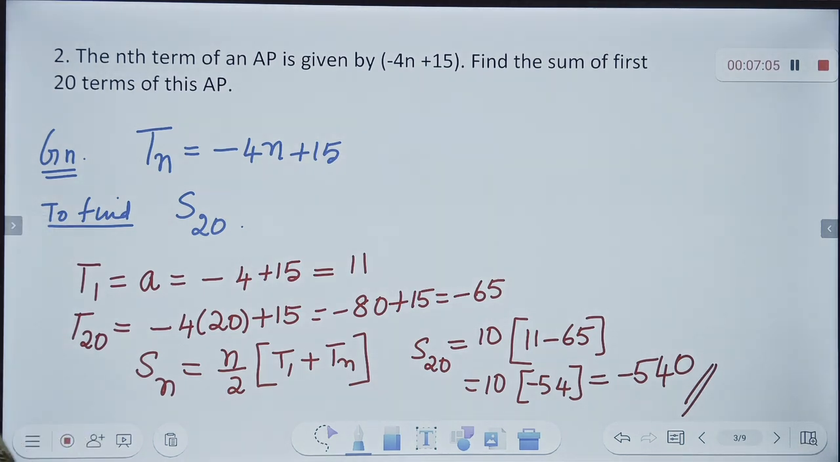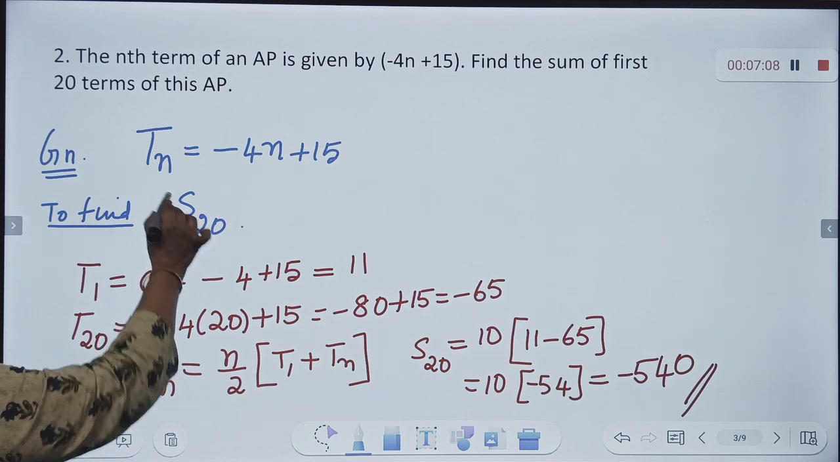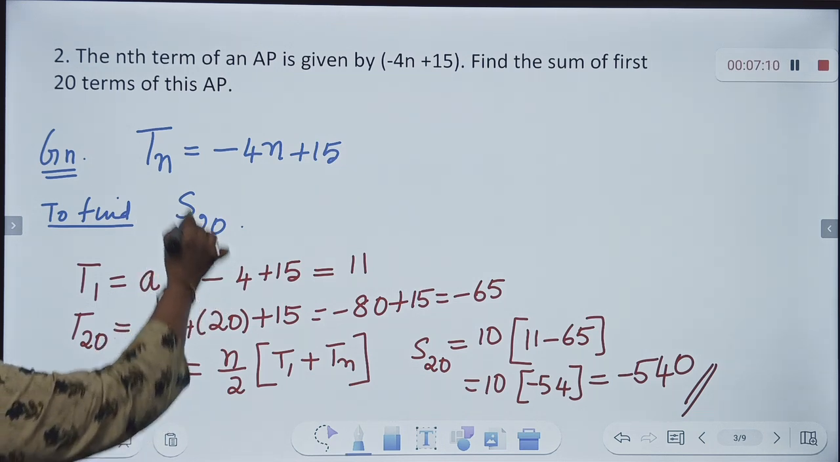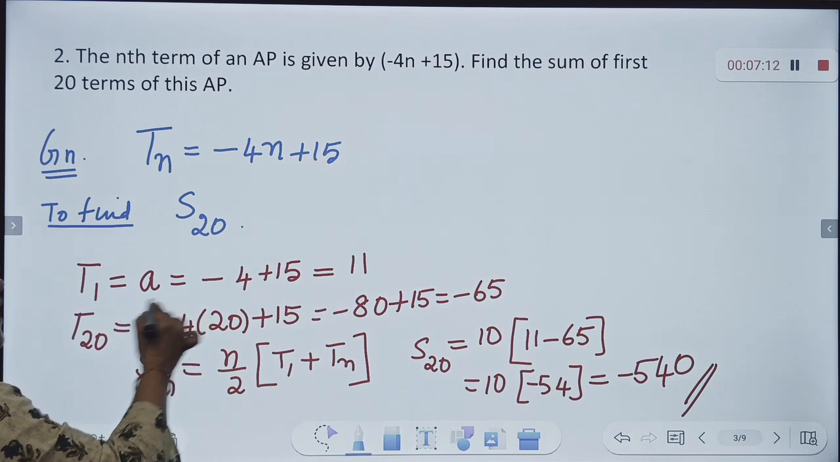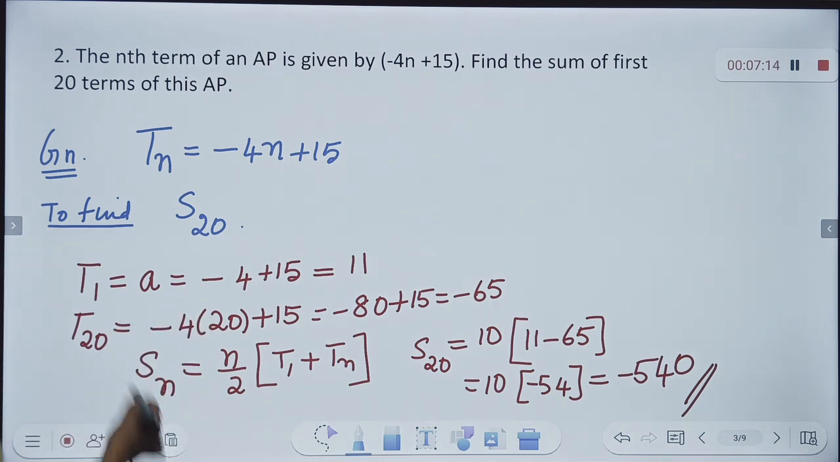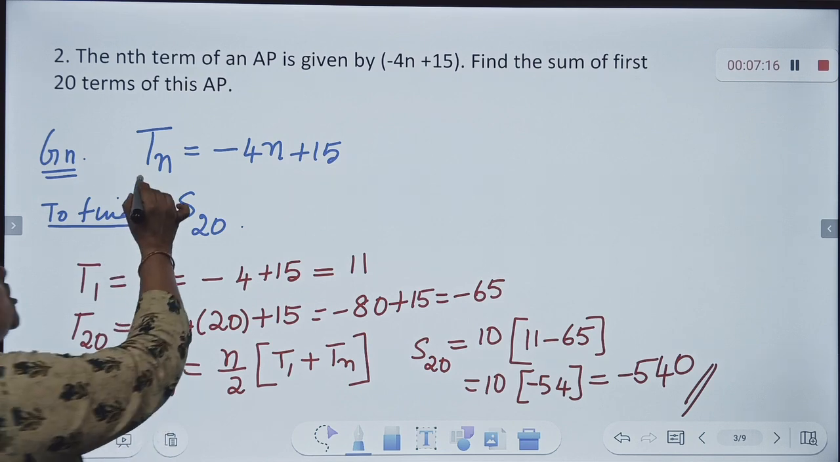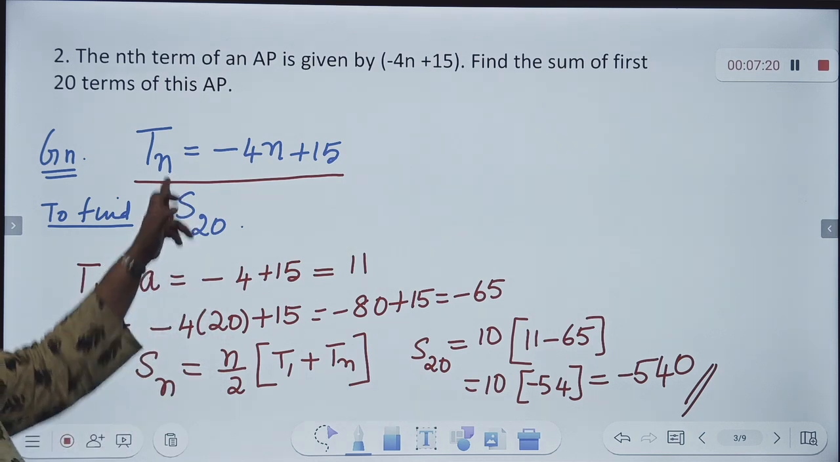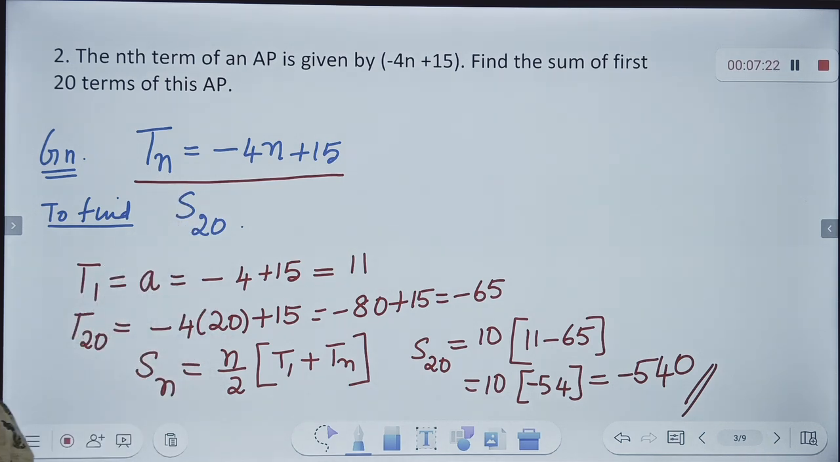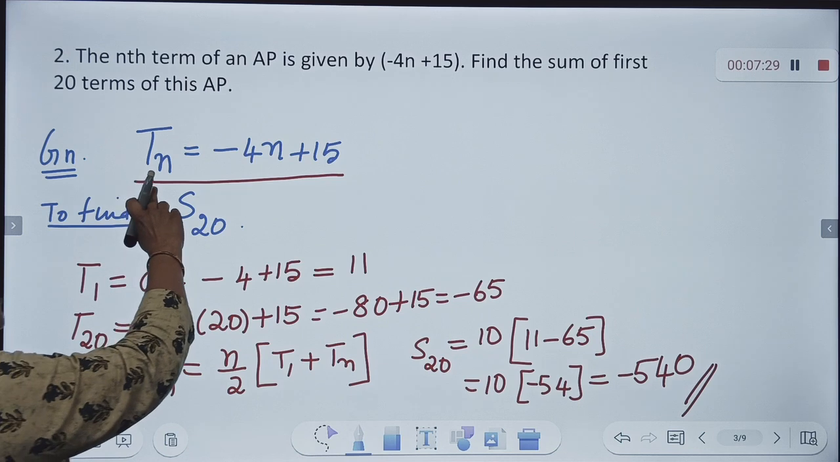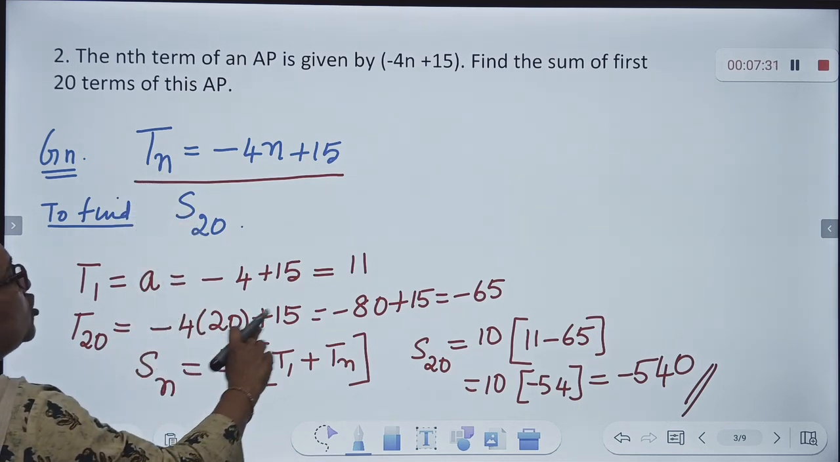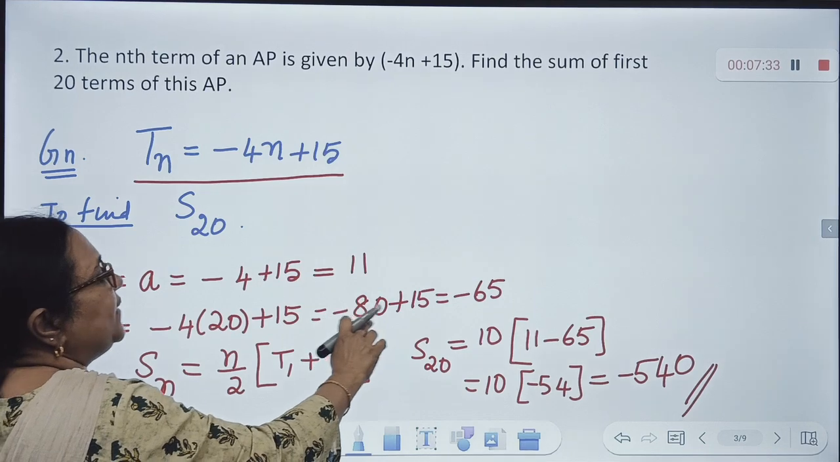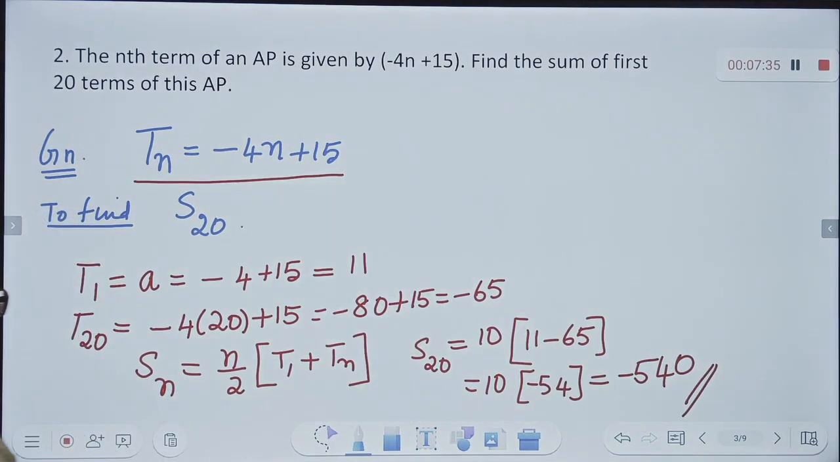Are you able to follow? So given Tn, you are finding S20. So what did we do? We found A, which is T1. I am also finding T20 because this formula helps me to calculate whatever term I want. If I want T100, then I have to put n equal to 100. If I want to find T10, I have to put n equal to 10. But I want T20, so I have to put n equal to 20. So T20 equal to minus 4 into 20 plus 15, which is minus 80 plus 15, which is minus 65.